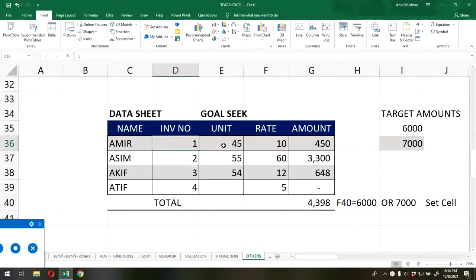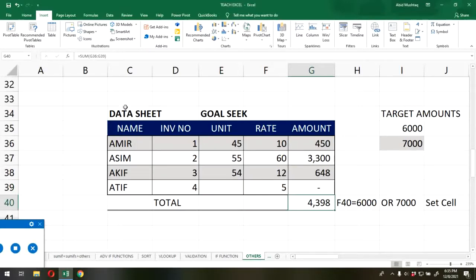there are different invoices here from Amir, Asif, Akif and Atif. There are 4 persons and the invoices are 4. Here units are different, rates are different, and the amounts are different, but we need an amount of 6,000 here, but we don't know about the units here. Price we know, but the amount is also multiplied by the unit, and we need such a unit price which must be multiplied with this rate, and we will get such an amount that we will get a sum of rupees 6,000. Now I will tell you how.